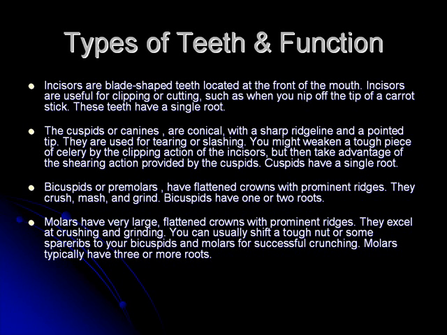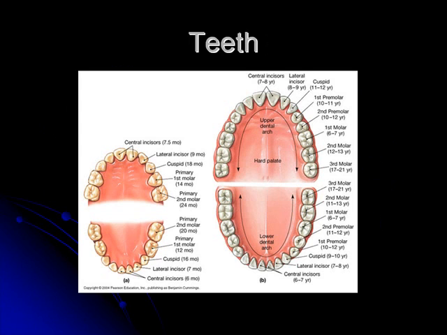Bicuspids or premolars have flattened crowns and prominent ridges, and then the molars are very large. Flattened crowns, prominent ridges, they are excellent at crushing and grinding food matter that is brought into the mouth. This is another illustration taken from your book, and it actually gives the time of the maturation of the teeth inside the mouth.